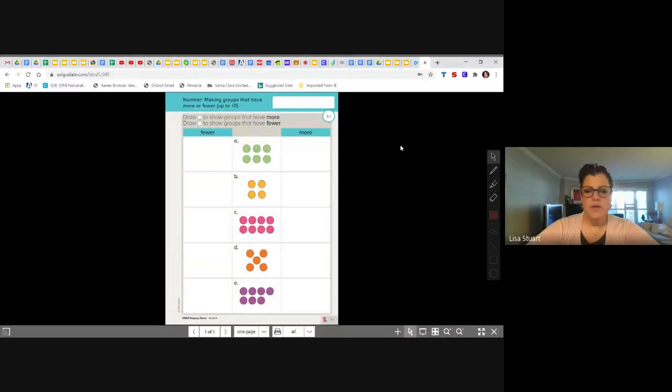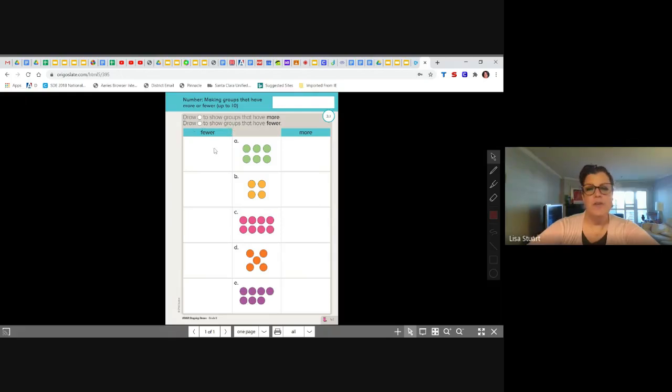All right, we are going to be working on page 41. There are going to be some sets of circles in the middle of your page. On this side, the left, I see a word that says fewer. That means less than the number of circles in the middle. So it says draw circles to show groups that have more and draw circles to show groups that have fewer.